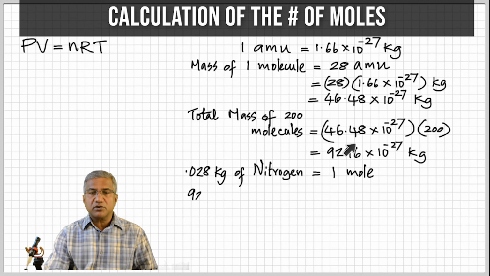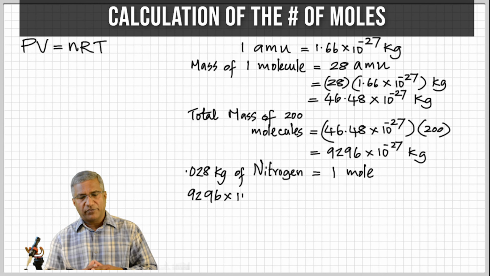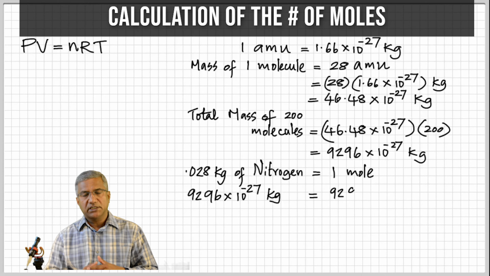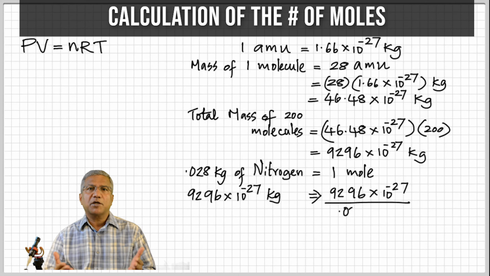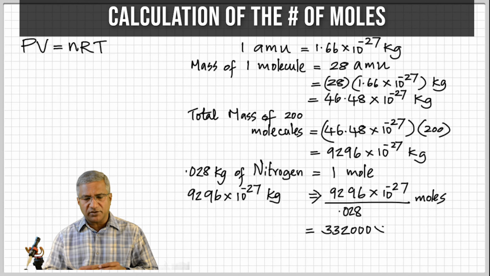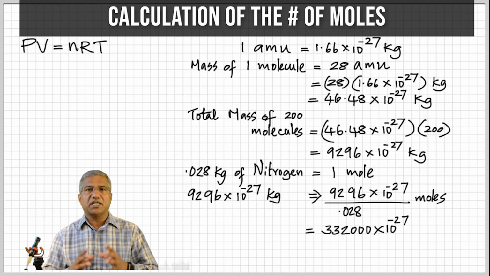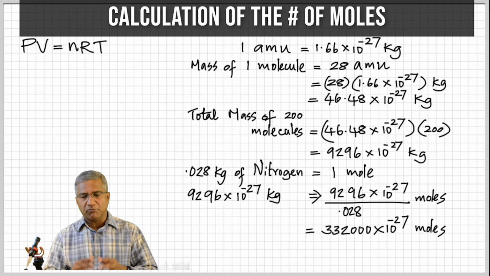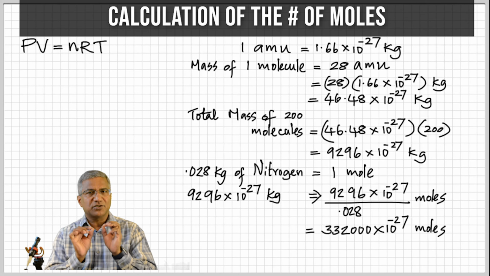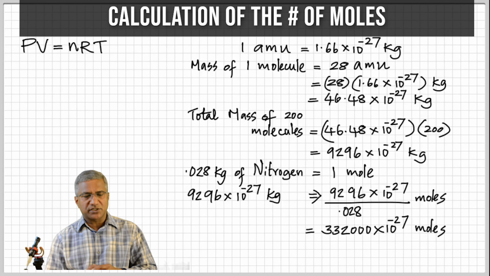Therefore, how many moles is this? That's a question now. So 9296 times 10 to the negative 27 kilograms is how many moles? Quite easy. You take that number, divide it by 0.028, and you will get the number of moles. So the number of moles is 33.2 followed by 3 zeros. So that's 332,000 times 10 to the negative 27 moles. It's a small number, remember. It's a tiny container, so it has only that many moles in it.